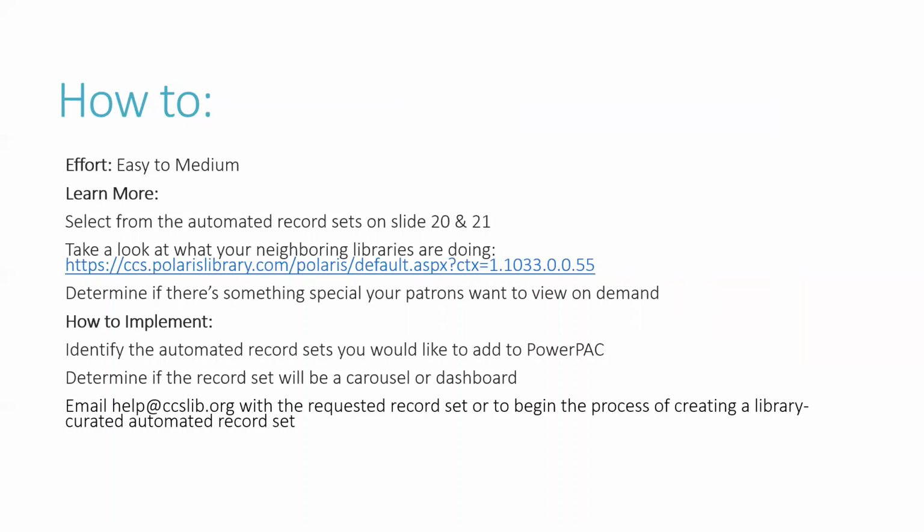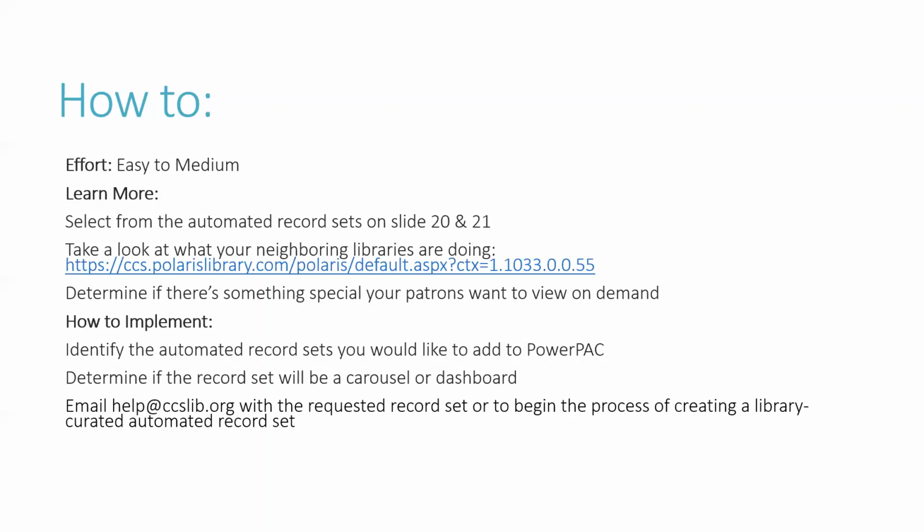For example, right now we're working with the ELA library to create a record set that will feature new cookbooks that are added to their collection. This will appear as a carousel on their PowerPAC. But what's great about it is once we've set it, it's that set it and forget it method where new record sets will just fuel new books appearing on that PowerPAC screen.